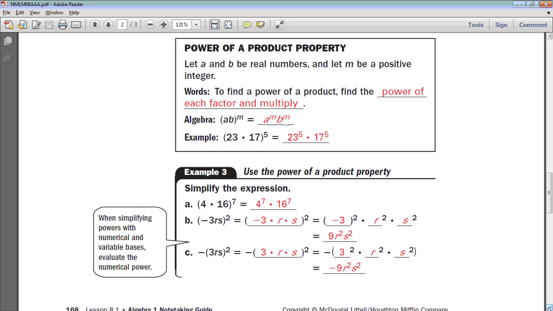So if you look at this one, you can take 23 to the 5th times 17 to the 5th, and you distribute your exponent. Exponents are distributable, if that's even a word. Okay? Do you understand? Questions?